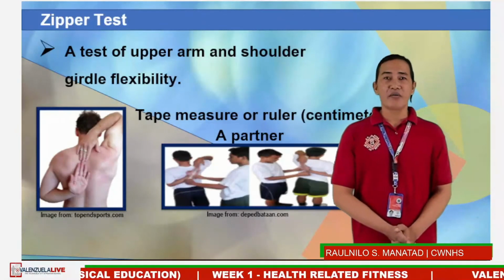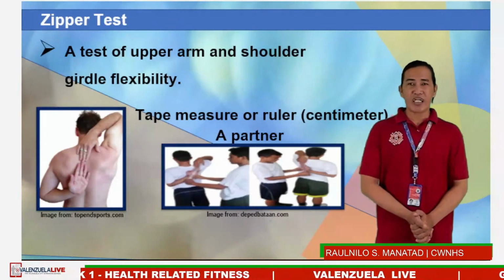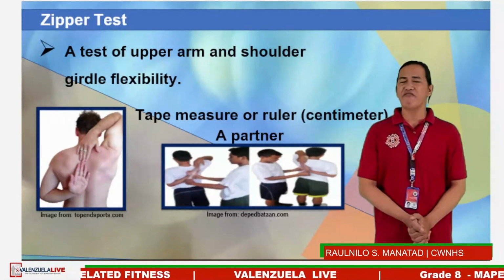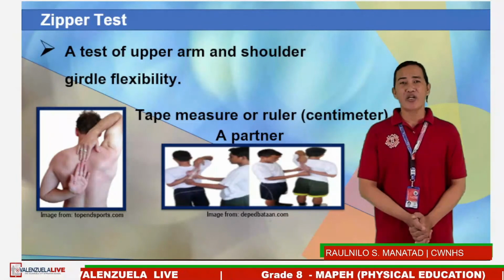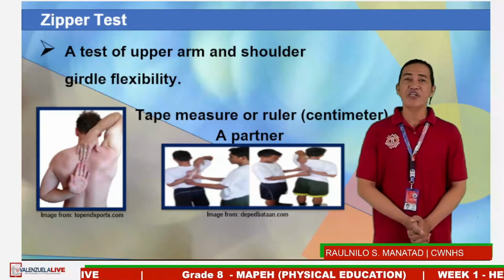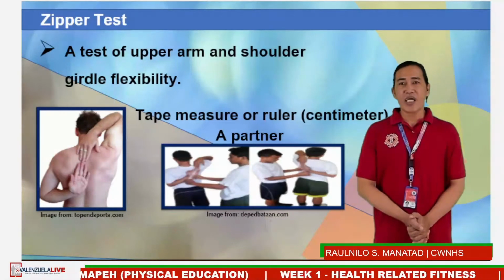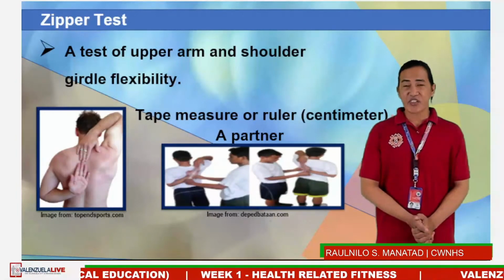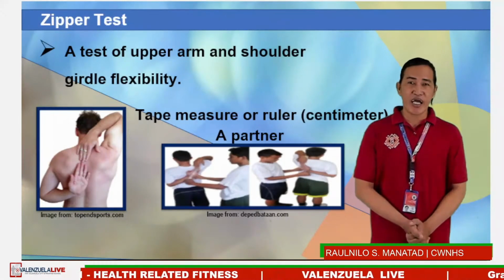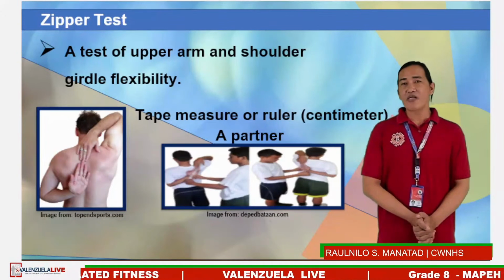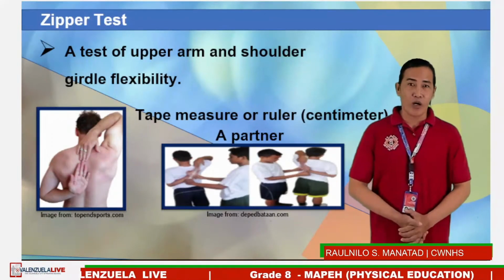To test your right arm and right shoulder girdle, just raise your right arm, bend the elbow down and reach across your back as far as possible. Simultaneously, extend your left arm behind your back and try to reach your fingers over those of your right hand as if to pull a zipper up. Repeat the whole process to test your left arm and left shoulder girdle. Tell your partner to measure and record in centimeters the overlap of the middle fingers, as well as the gap if your fingers did not touch one another.